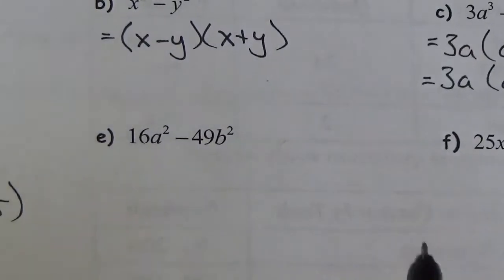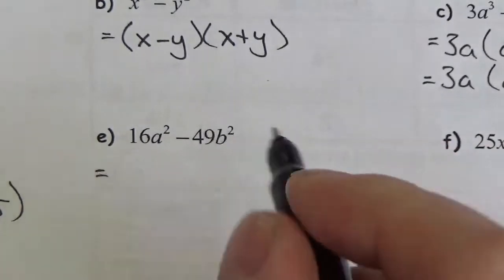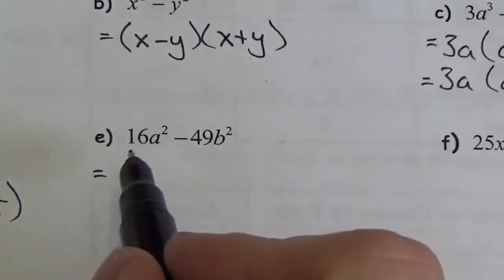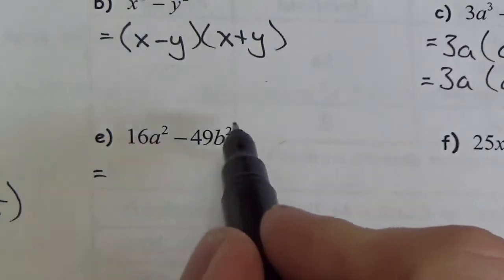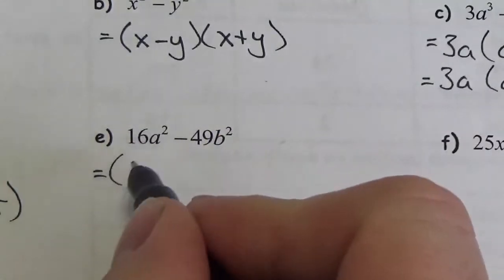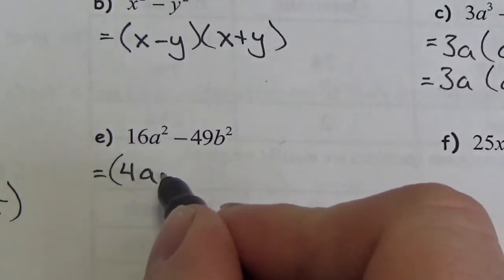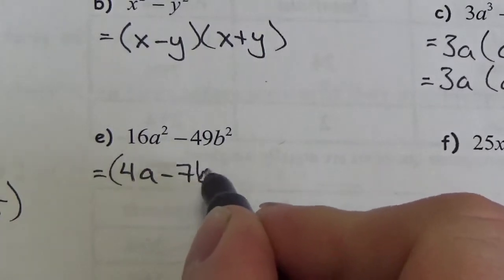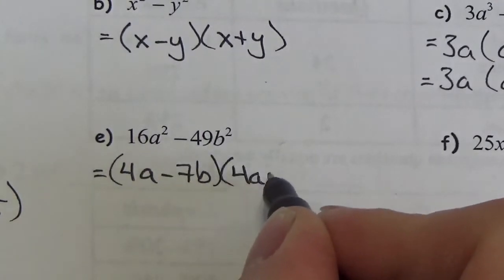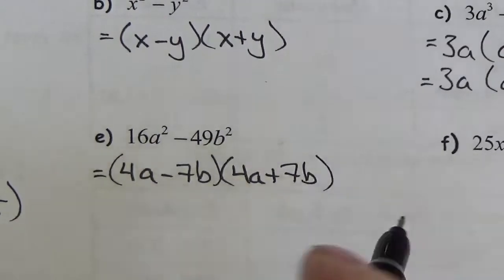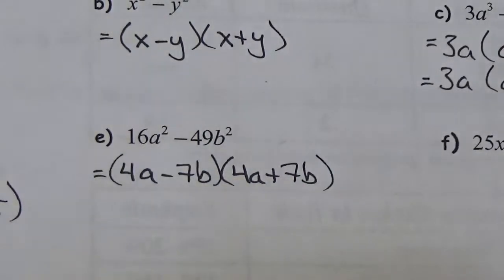16a squared minus 49b squared. Okay, well, it might take just a couple extra seconds here to recognize that, yep, that's a perfect square, and so is that. The square root is going to be 4a minus the square root, which is 7b, and then 4a plus 7b. Okay, but you might have to think about that just for a second longer than some of the other ones we've done.